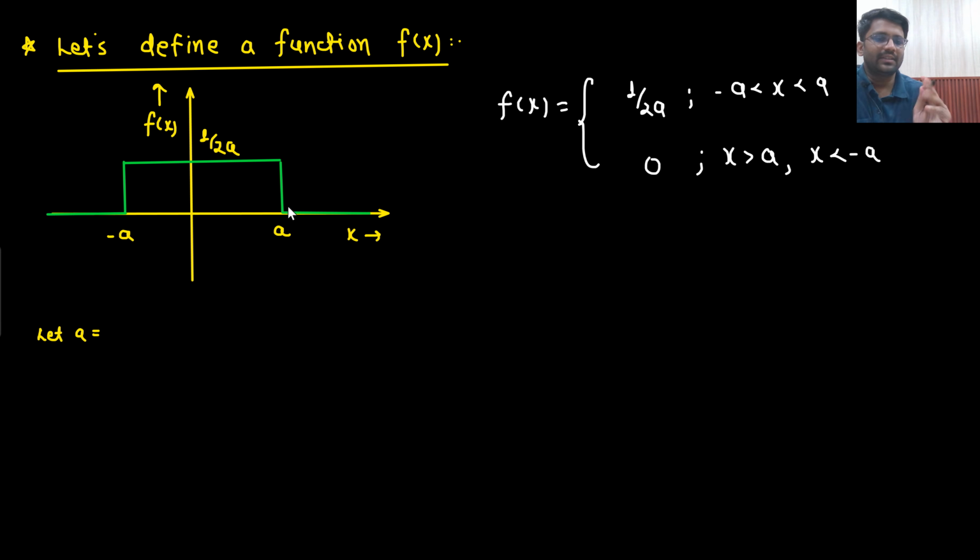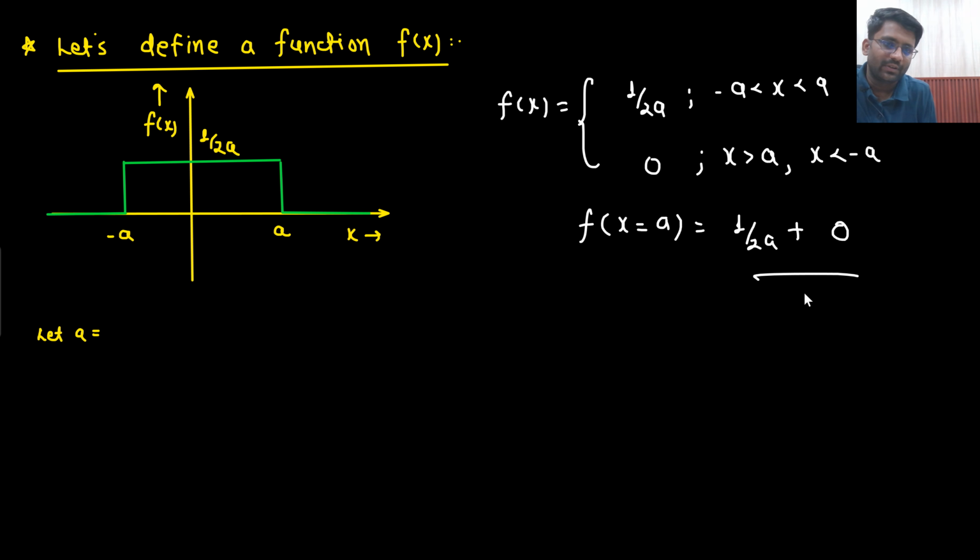Sir, there is a sharp transition, that means the values are not defined here. I don't know what is the value here. Okay. If someone asks you in the worst possible case, if you need to write down the value of fx at x equals to a, then what you will do? You will take the average, 1 by 2a plus next value is 0, divided by 2. Answer will be 1 by 4.